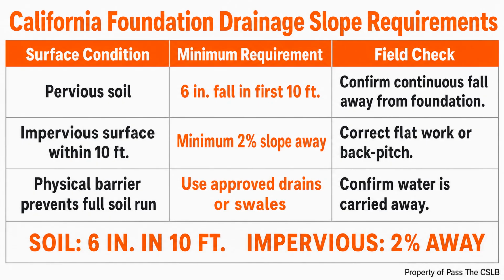On a tight lot, do not invent a reduced slope because there is less room. The source-backed rule recognizes that physical barriers may prevent the full 10-foot soil run, but the solution is drainage away from the building through an approved method, not a casual compromise that leaves water trapped at the foundation.